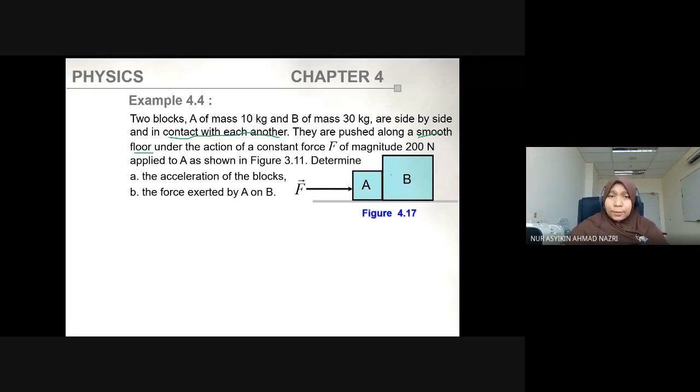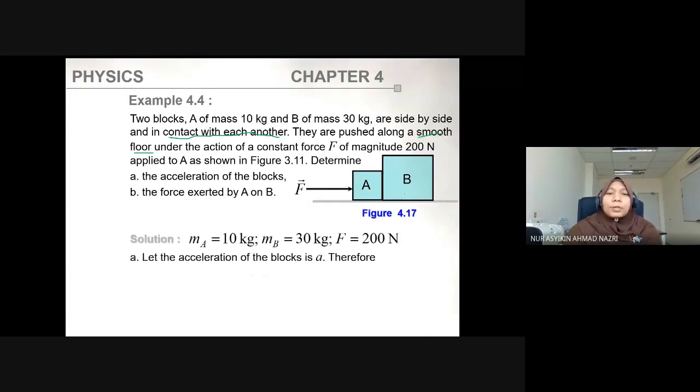And then the applied force is already given, with magnitude 200 Newton, applied at the A side. Determine the acceleration. To solve case A, actually we can assume AB as one block. We can simply assume that. It is like one object, then we can simply add the masses. So it is like one mass, right?